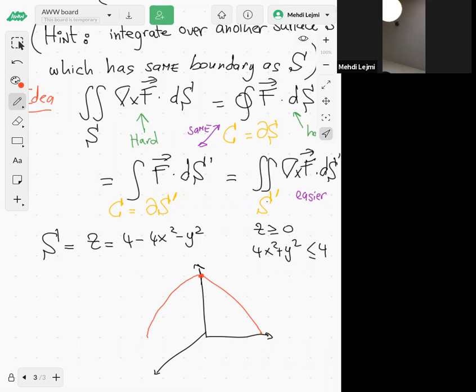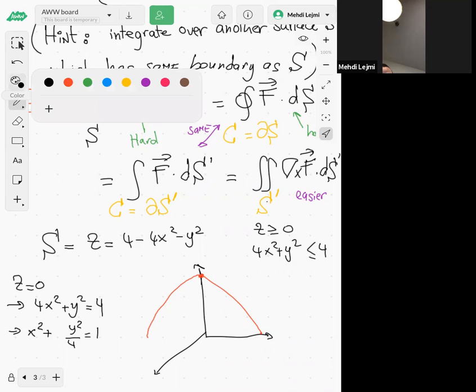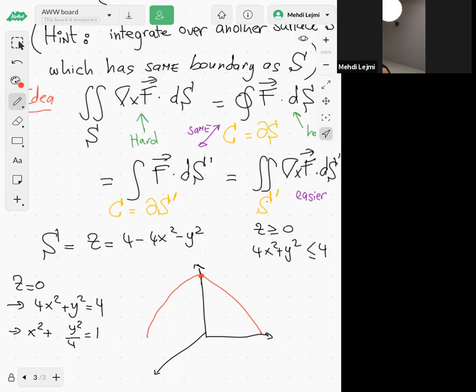But here the boundary, when z is 0, you're going to have 4x squared plus y squared equals 4. You can divide by 4, for example. So this is x squared plus y squared over 4 equals 1. So this is not exactly a circle, it's an ellipse, right? So the boundary in this case would be an ellipse, sort of an ellipse here. It's not exactly a circle. And so this is your surface S.